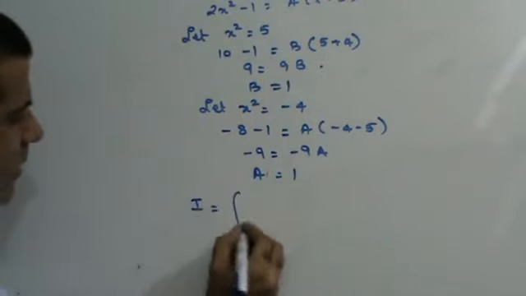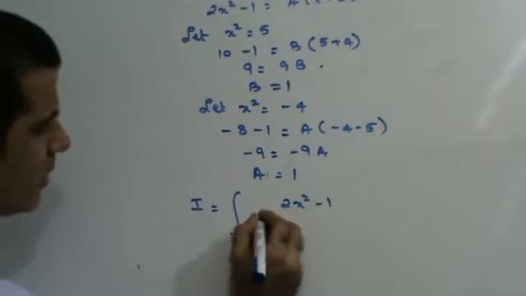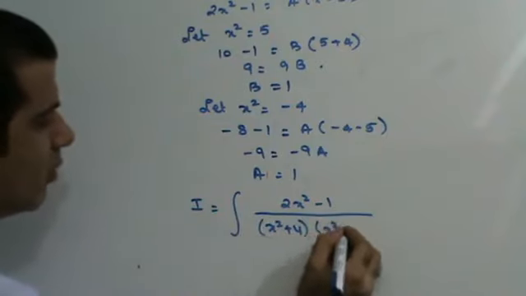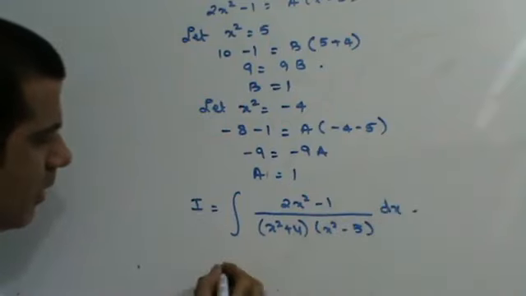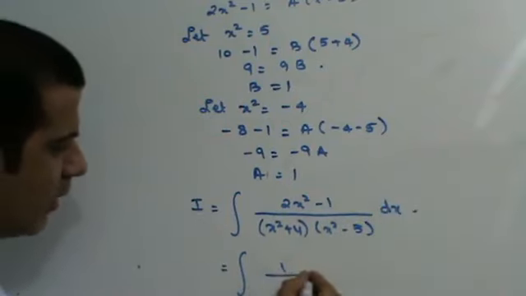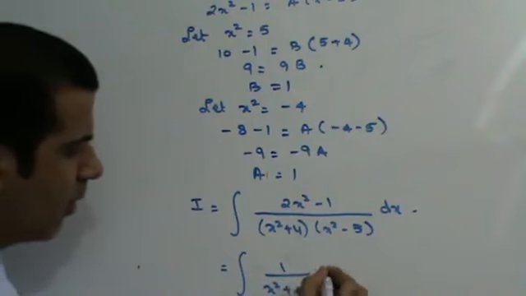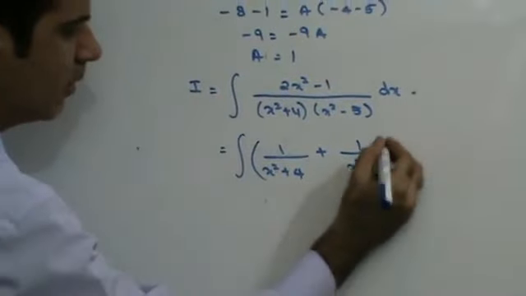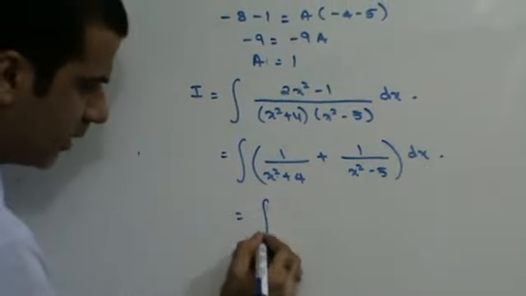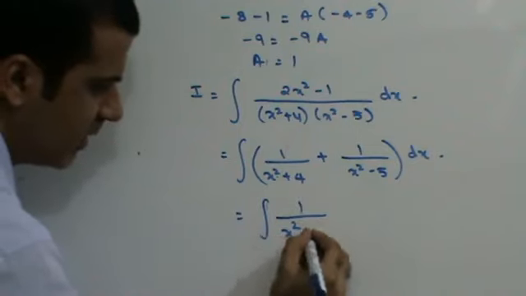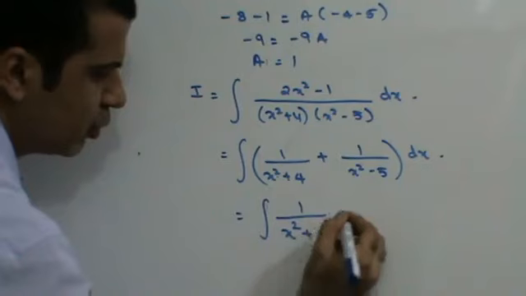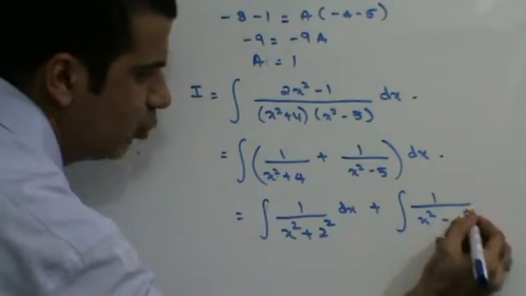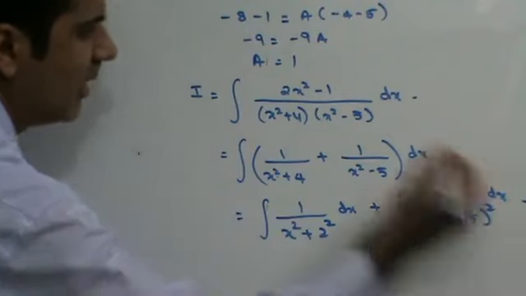I can say I is, let's copy the sum, integral of 2x square minus 1 upon x square plus 4 into x square minus 5 dx. This can be written as a, a is 1 upon x square plus 4, plus b, b is 1 upon x square minus 5 dx. This can be written as integral of, flip the integral sign, 1 upon x square plus 2 square dx plus integral of 1 upon x square minus root 5 the whole square dx.